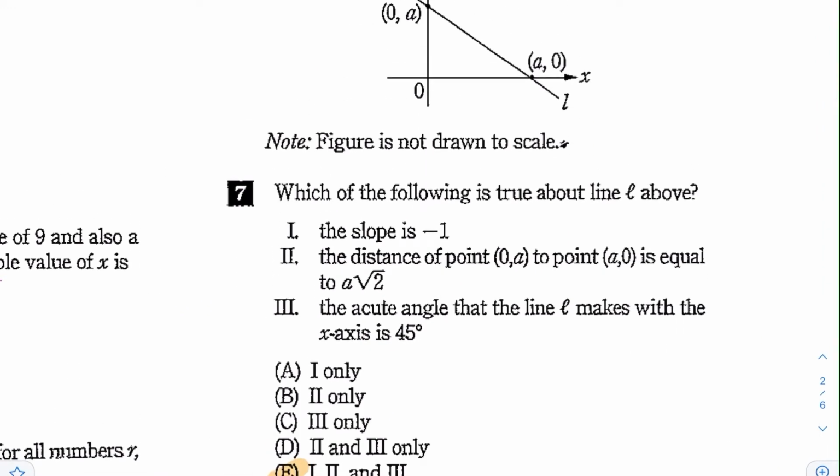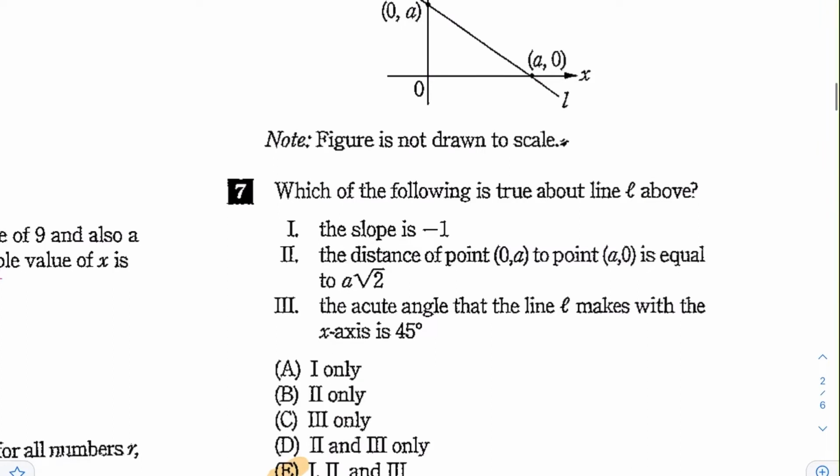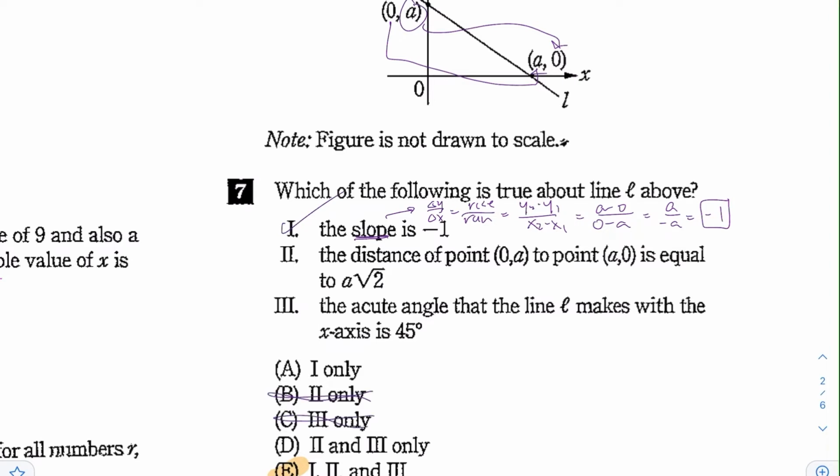Next, for number 7, you have a figure not drawn to scale. Which of the following is true about line L above? So 1 says the slope is -1. To find the slope, you have to do change in y over change in x, or rise over run, or y2 minus y1 over x2 minus x1. So that's going to be a minus 0, the change in y, divided by 0 minus a, the change in x. So that's going to be a over -a, or just -1. So Roman numeral 1 is true. So B, C, and D are wrong because they don't have 1 in it.